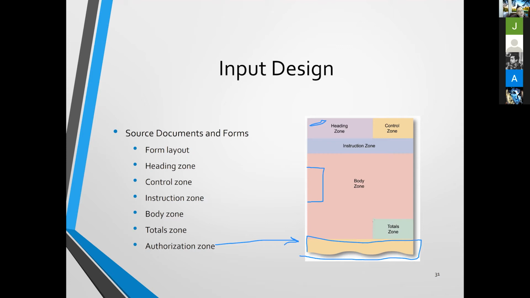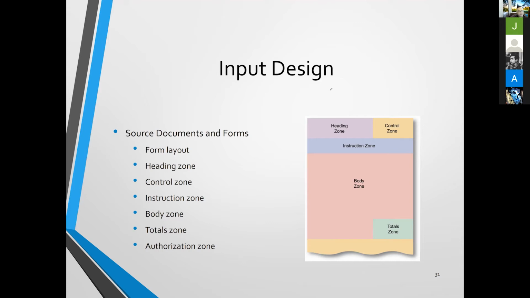And the last zone is here, the lower yellow part. This is the authorization zone. Some documents need the authorization, that is the signature of the authorized people. It's the same as the output. You can see that at the bottom right part, this is the signature of the person who is authorized. Some documents, it depends on the usage of that document, don't need the authorization zone.